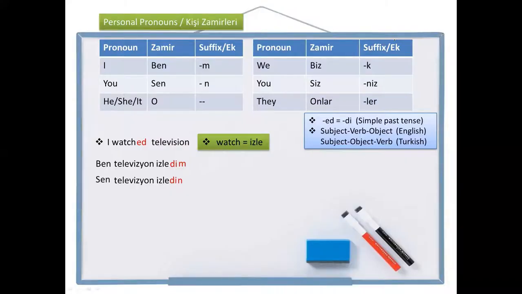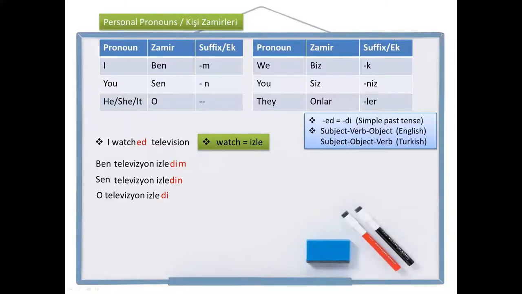Let's try to say he watched television or she watched television. Okay, the personal pronoun for he, she, and it is o. And the object here is television, televizyon. And the verb is izle. And the past tense suffix is d. And the suffix for personal pronoun. Luckily, there is no suffix for the personal pronoun, so this is enough to make a grammatically correct sentence. O televizyon izledi.